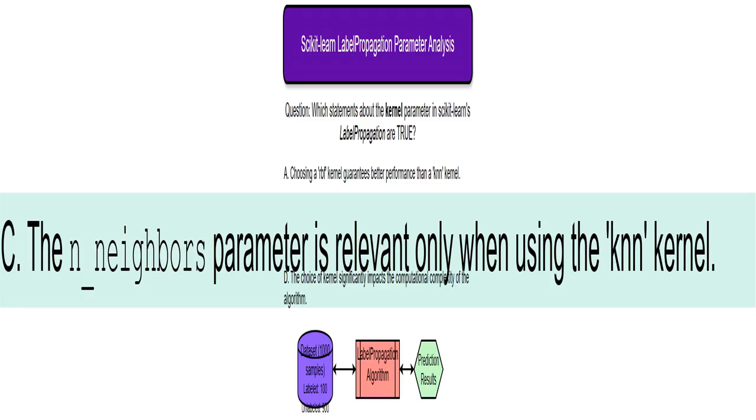This statement is false. While the n_neighbors parameter directly controls the number of neighbors considered in the KNN kernel, it plays an indirect role in the RBF kernel's behavior. The width of the RBF kernel influences the effective neighborhood size, somewhat similarly to n_neighbors.